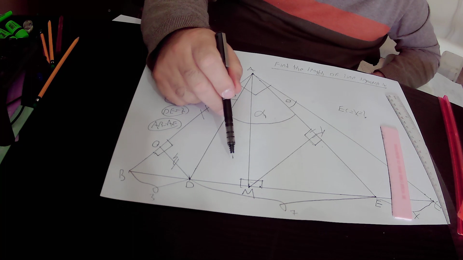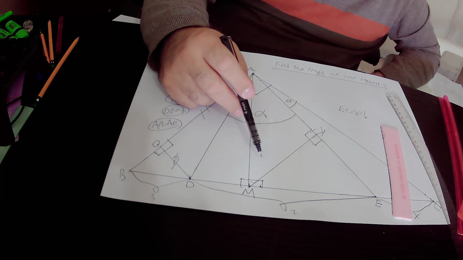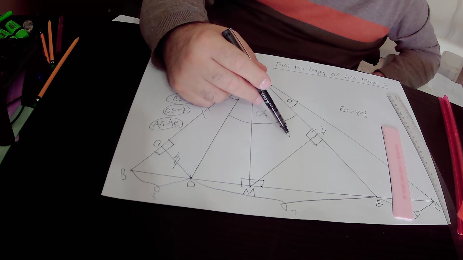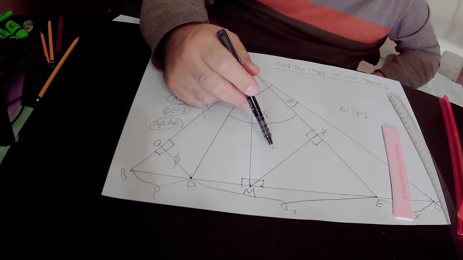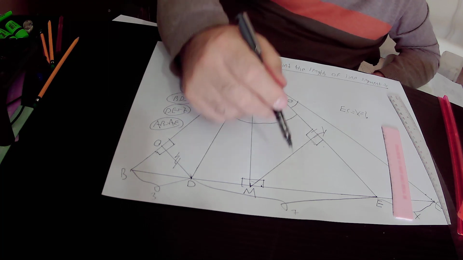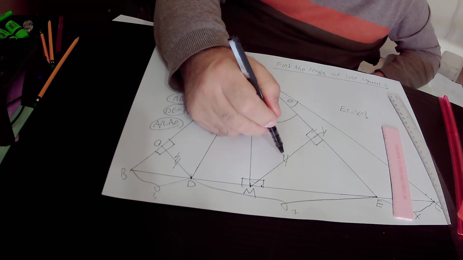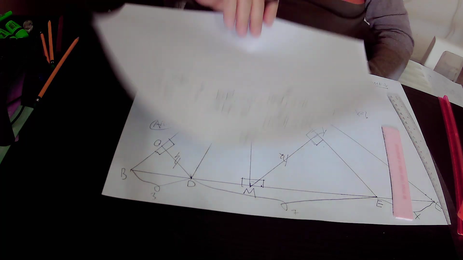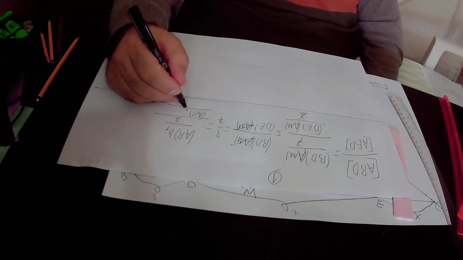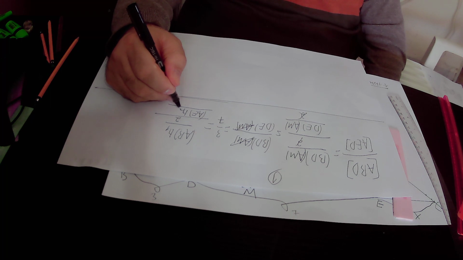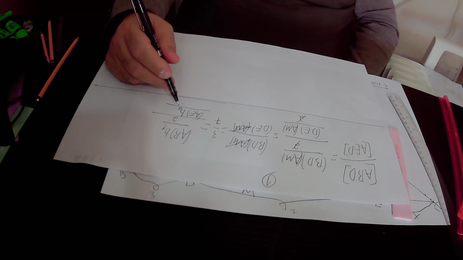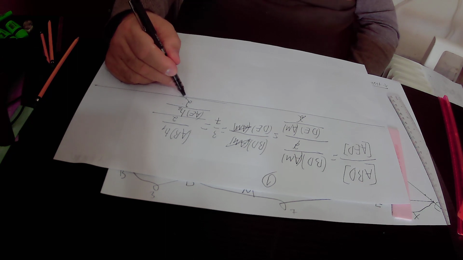And because MK is perpendicular to the base AE, MK will be equal to the height to the base. So we define MK as H2, the height to the base AE. So here we can write that for triangle AED, the height equals H2. So the area is the base AE times the height to the base H2, divided by 2.